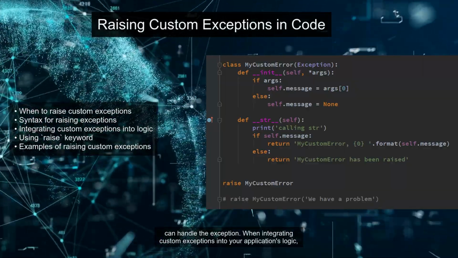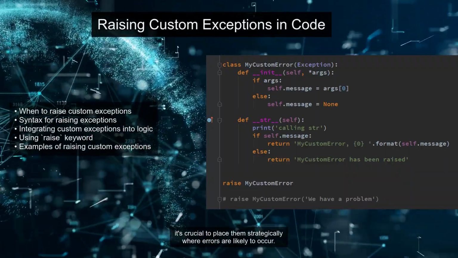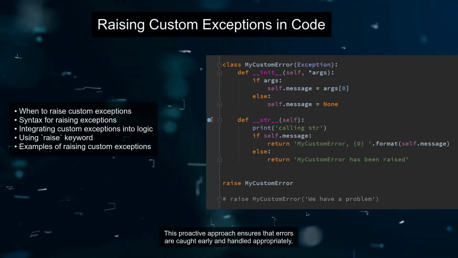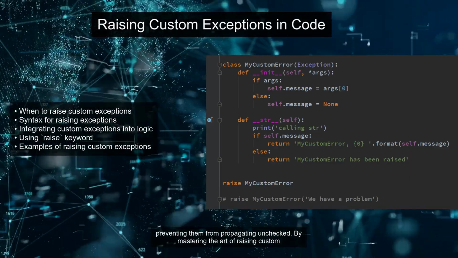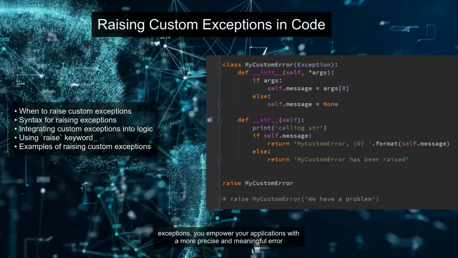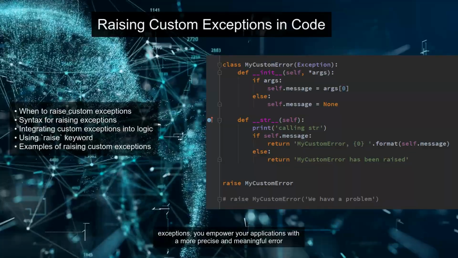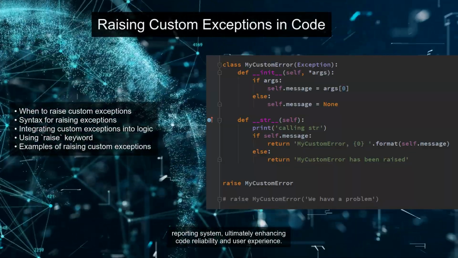When integrating custom exceptions into your application's logic, it's crucial to place them strategically where errors are likely to occur. This proactive approach ensures that errors are caught early and handled appropriately, preventing them from propagating unchecked. By mastering the art of raising custom exceptions, you empower your applications with a more precise and meaningful error reporting system, ultimately enhancing code reliability and user experience.